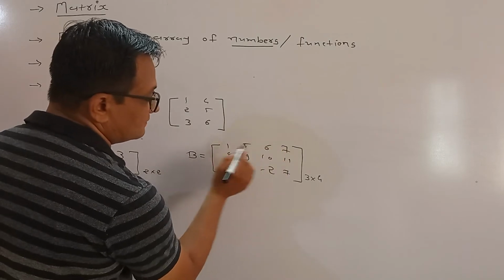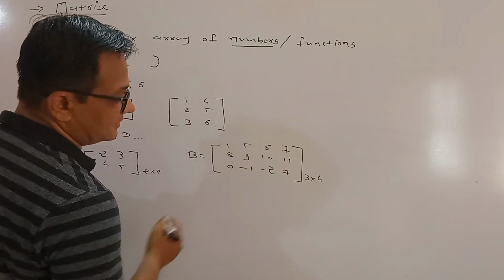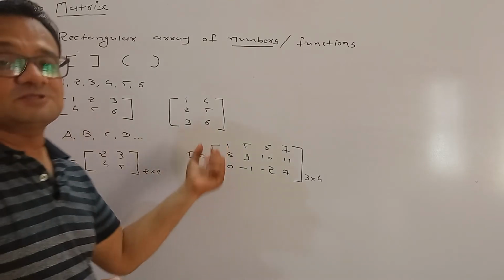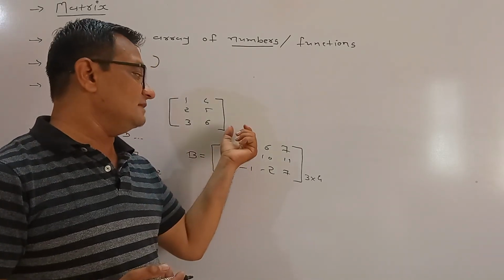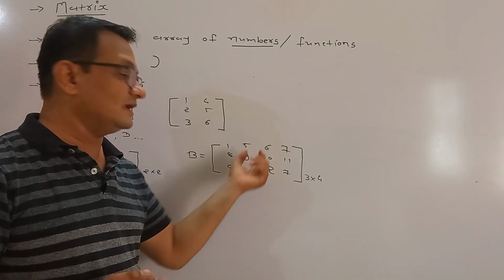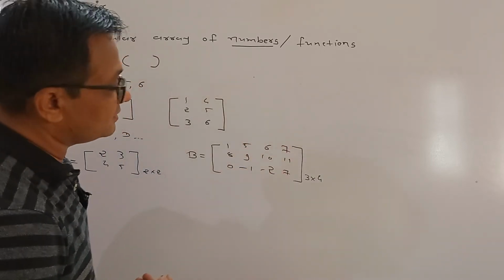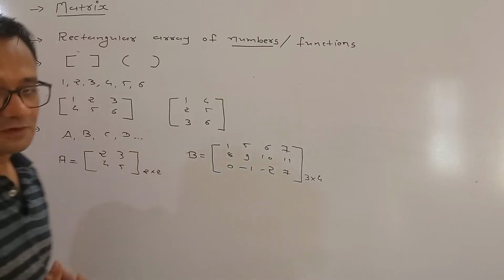Here the first row is 1, 5, 6, 7, the second row is 8, 9, 10, 11, and 0, -1, -2, 7 is the third row. The elements of the first column are 1, 8 and 0, of the second column 5, 9, -1, of the third column 6, 10, -2, and of the fourth column 7, 11, 7.